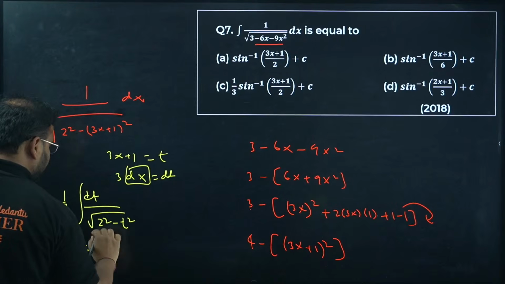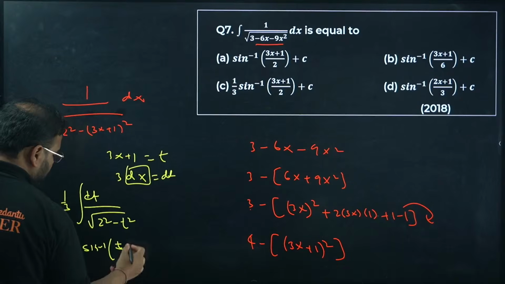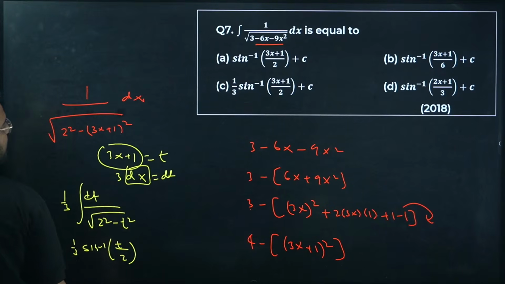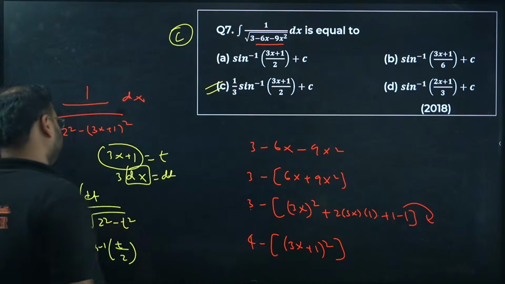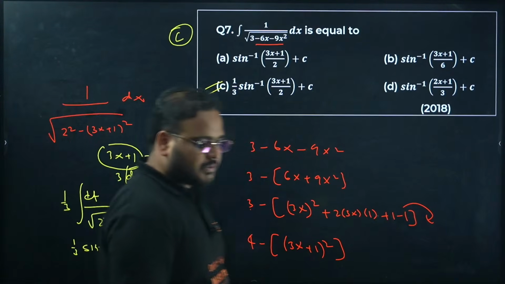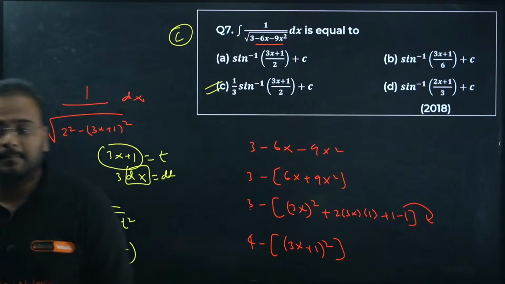Sine inverse of t by 2. T value is 3x plus 1. Answer is option C. Done. Question number 7, option is C. Next, question number 7 is done.